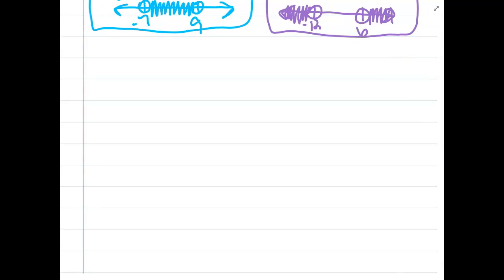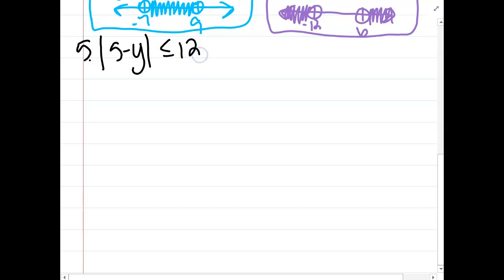Okay, number 5. Number 5 says the absolute value of 5 minus y is less than or equal to 12. First thing, we got to decide if it's an and or an or. So if you have to be less than 12 steps away from 0, start at 0 and you have to take less than 12 steps. Would you be inside or outside? Inside, right? Okay, so this one's going to be an and. Inside is going to be an and.